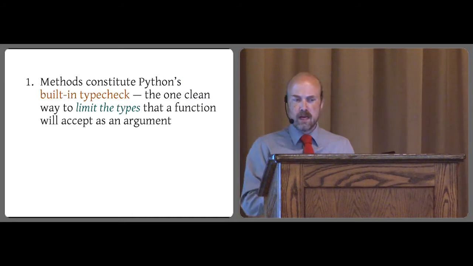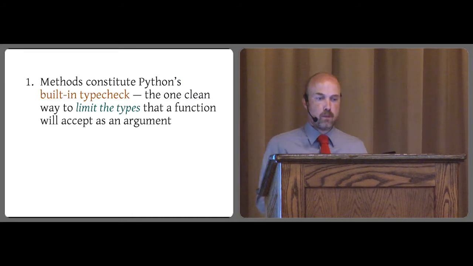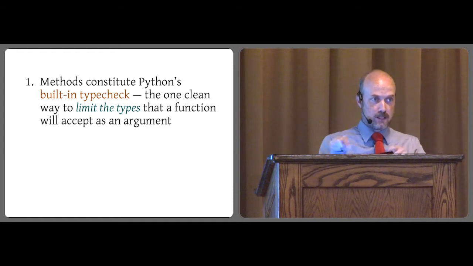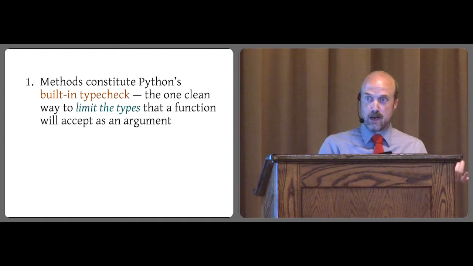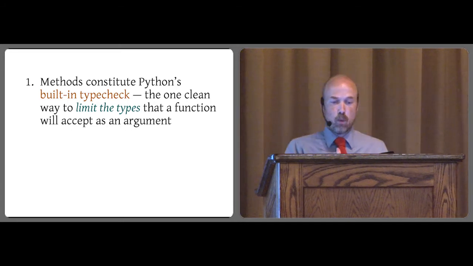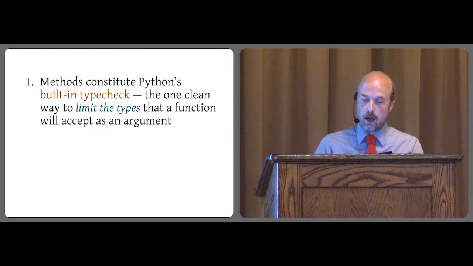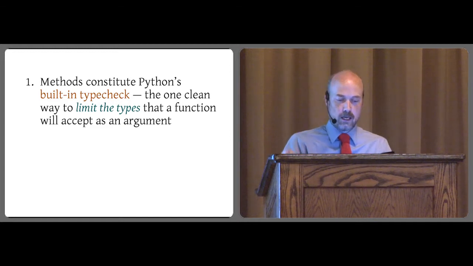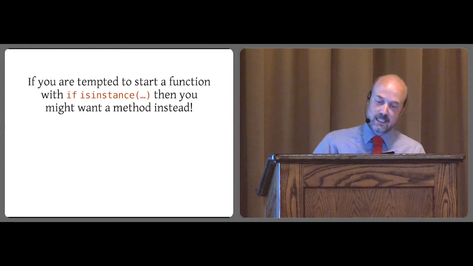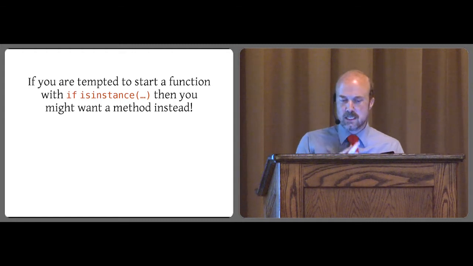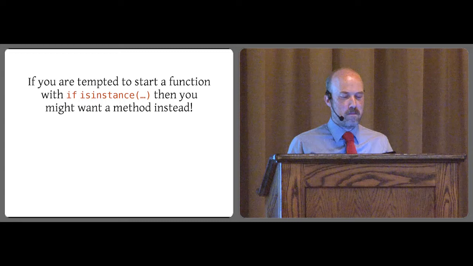First, keep in mind that methods constitute Python's one built-in type check. If you've ever accidentally tried to call a method on the wrong kind of object, it actually breaks. It's the one clean way to limit the types that a function accepts without having to do something ugly and manual on your own. If you're ever tempted to start a function with isinstance and check its argument, then that might mean that you want to write a method instead.